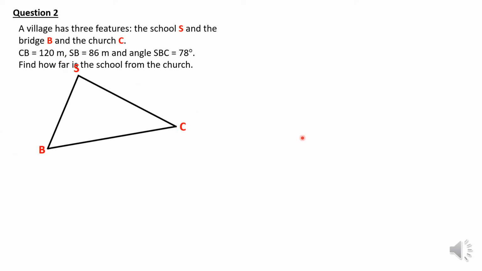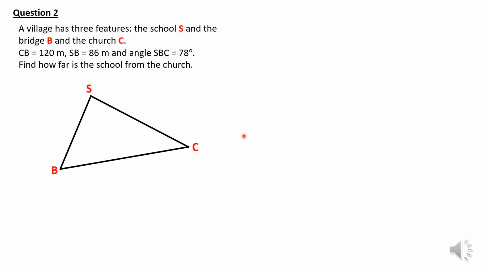Again, bring yourselves in a diagram, okay? And then write down the information that you are given, all right? You can see that I've got two sides and an angle in between them: side, angle, side. So I'm supposed to find school to church, all right? Again, that makes it easy for me. So I can find 86 squared plus 120 squared.